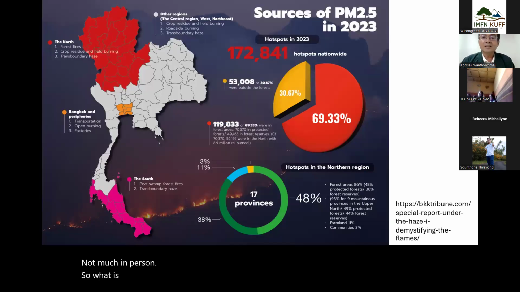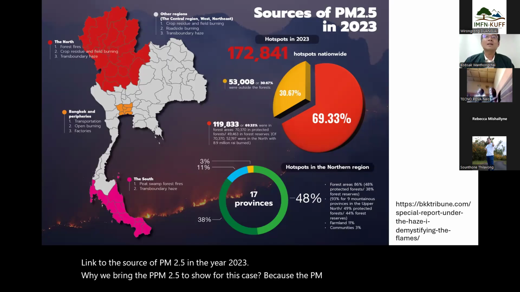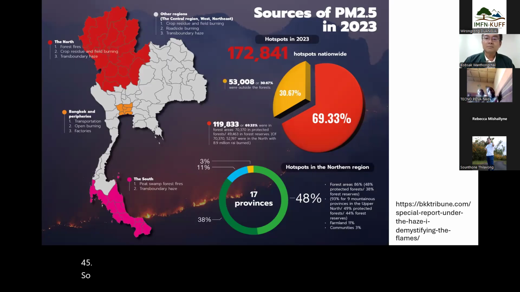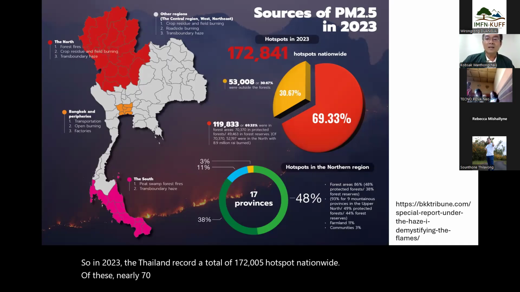So what is this? Here is a short presentation script for the infographic that links to the sources of PM2.5 in the year 2023. Why do we bring PM2.5 into this case? Because PM2.5 is very closely related to forest fire. In 2023, Thailand recorded a total of 172,000 fire hotspots nationwide. Of these, nearly 70% occurred within forest areas, particularly in protected and reserved forests.